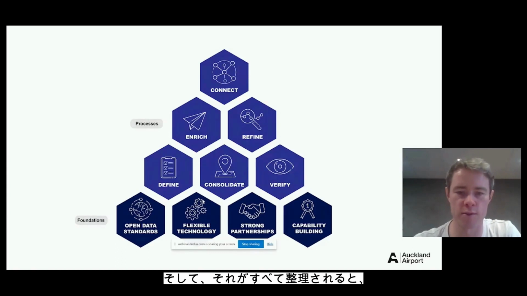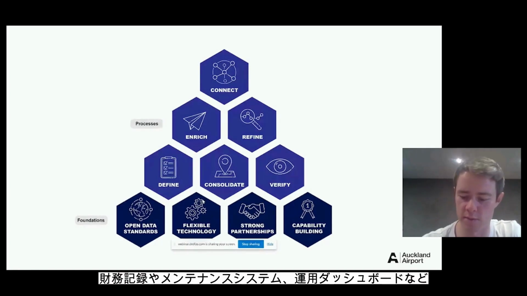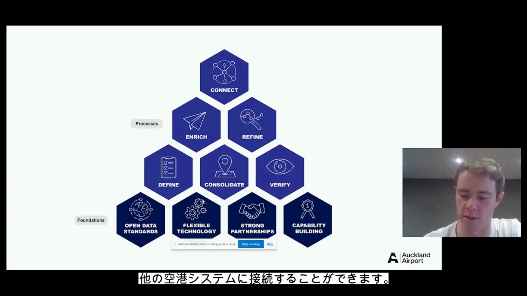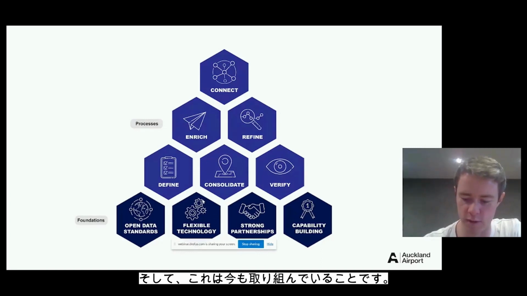And then once we have all that sorted, it's structured and clean, it's relevant, and we can then connect it to other airport systems such as financial registers or maintenance systems or operations dashboards. And this is something that we're still working on, so it's not all singing and dancing just yet.